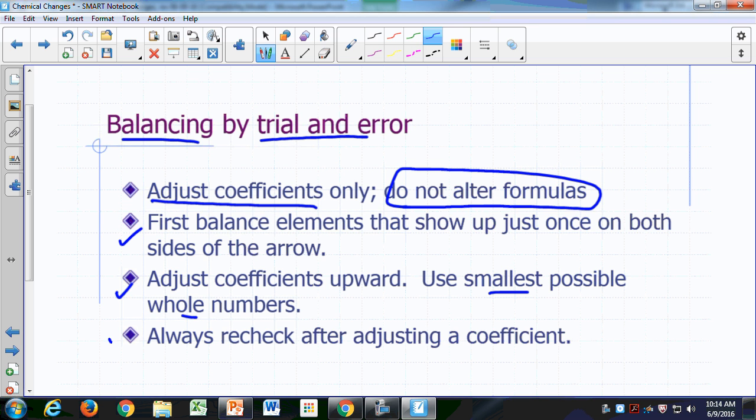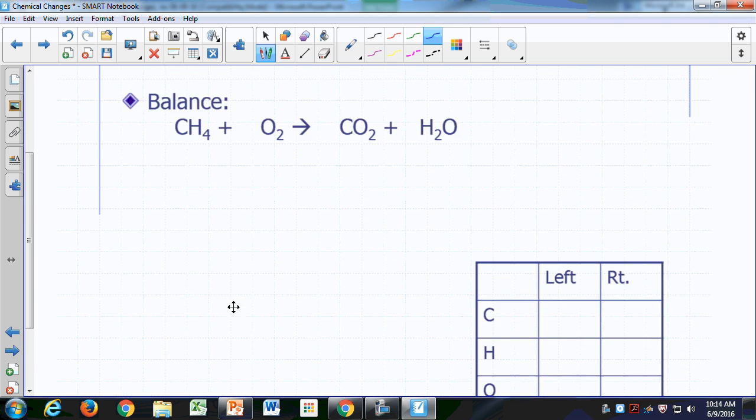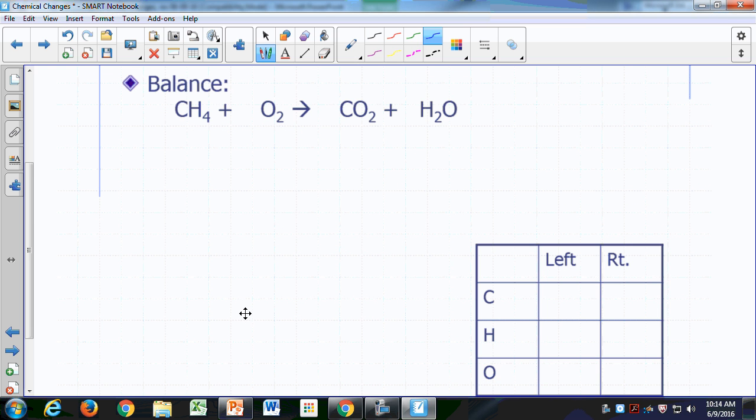And then every time you make an adjustment to a coefficient, always recheck the previous atoms that you have balanced, just to make sure. So let's illustrate that with this example right here. CH4 plus O2 yields CO2 plus water. This is what happens when you burn natural gas. It combines with oxygen to give you carbon dioxide and water. So your reactants are CH4 and O2. Products are carbon dioxide and H2O.